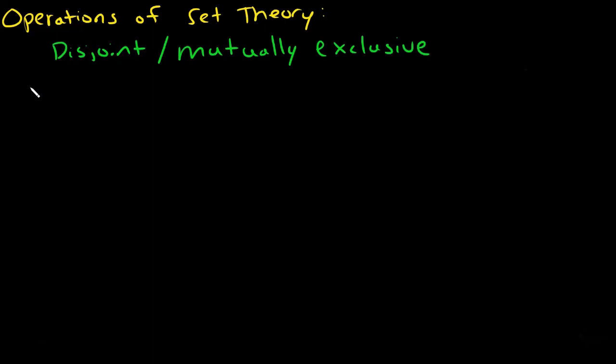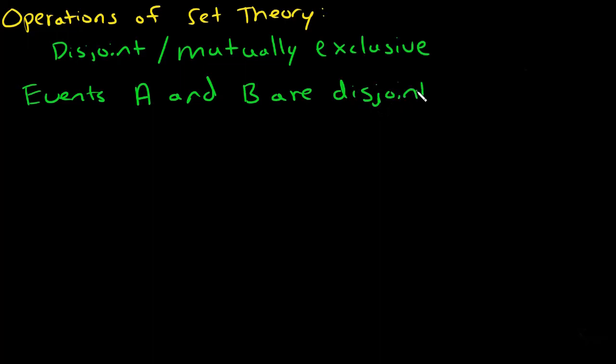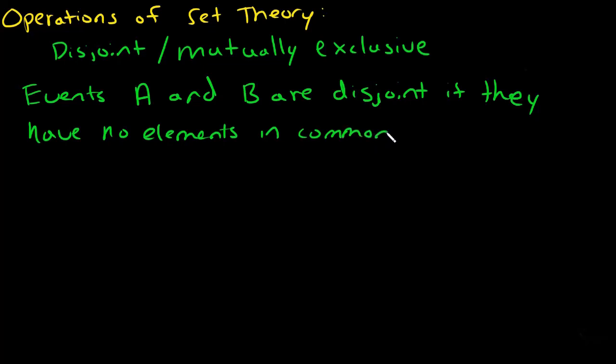Okay, so events A and B are disjoint if they have no elements in common. I can write this another way.